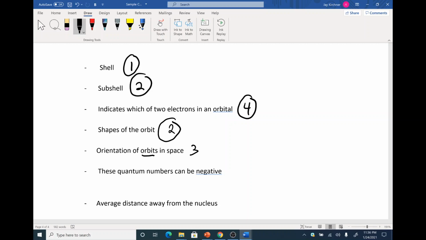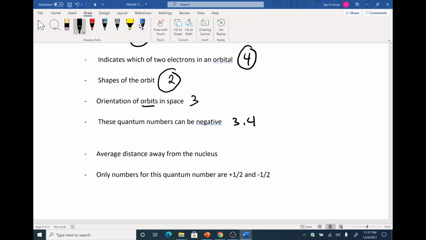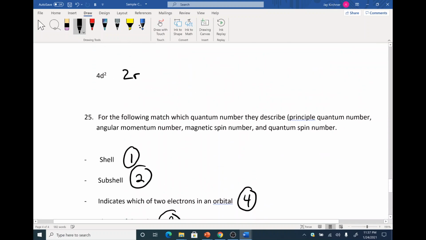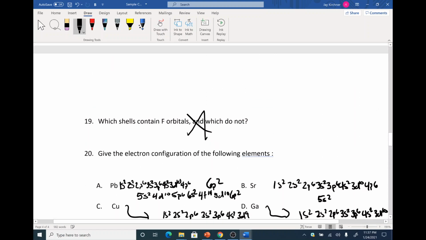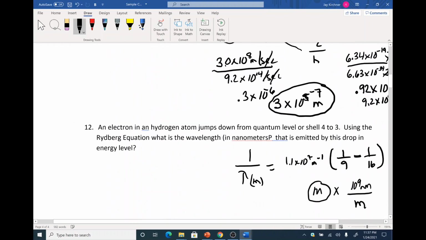Well, first one is 1, 2, 3, 4, 5, 6, 7. L is 0 up to n-1, so that's not negative. Plus or minus 1/2 is, and so is the orbital. So it's number 3 and 4 actually. Average distance is actually number 1, and this is number 4. So hopefully you found that the quizzes, except for de Broglie, which we didn't have a quiz on, covered a lot of this stuff actually.